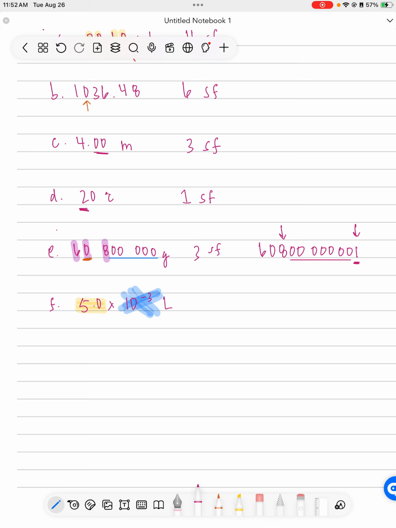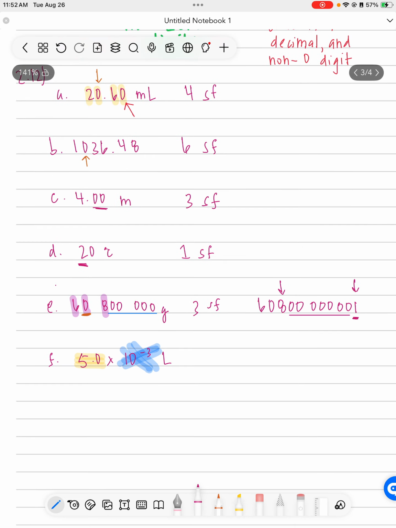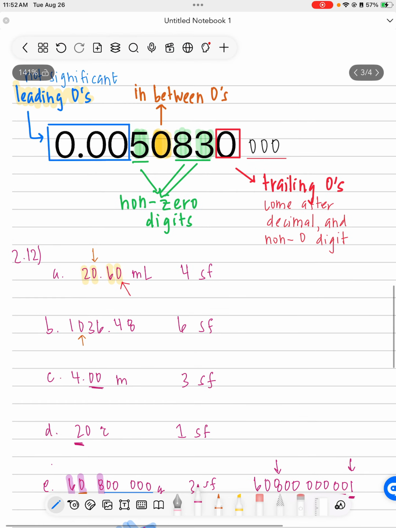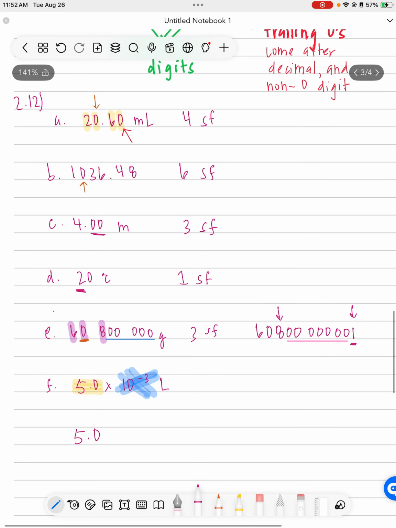All right, so let's talk about it. Are there any leading zeros in 5.0? There are not. We know the 5 is significant because it's a non-zero number. But what about the 0 after the decimal? Let's go back up to our number. Trailing zeros come after a decimal and a non-zero digit. The 0 comes after a decimal and a non-zero digit, so it is significant. Both of these numbers are significant. So we have 2 significant figures.